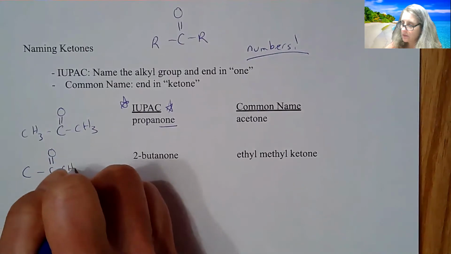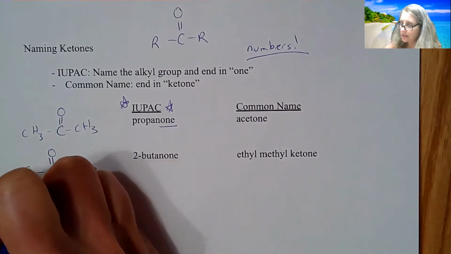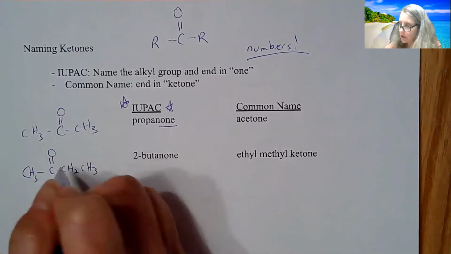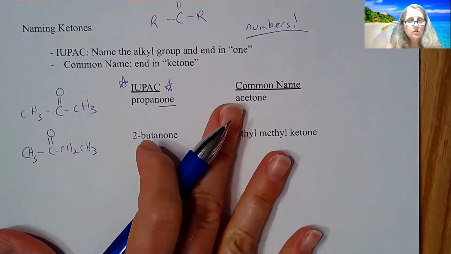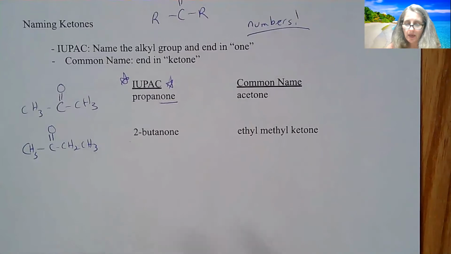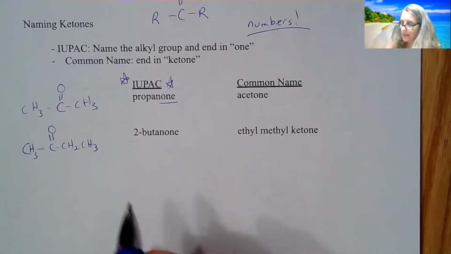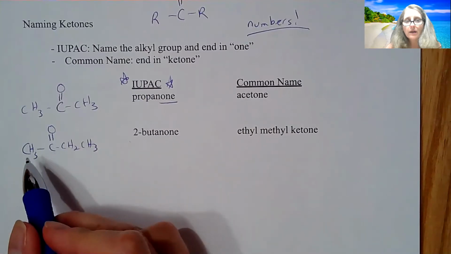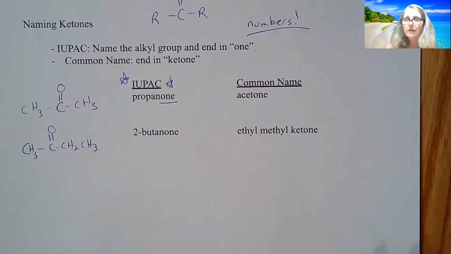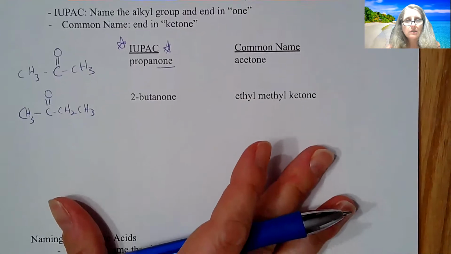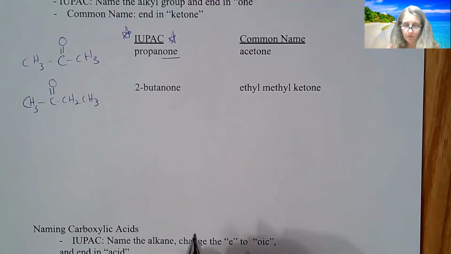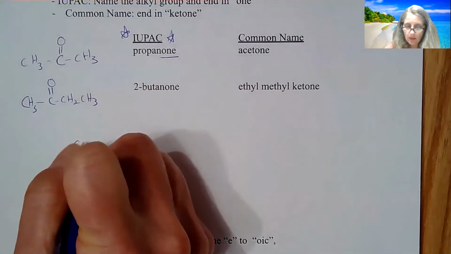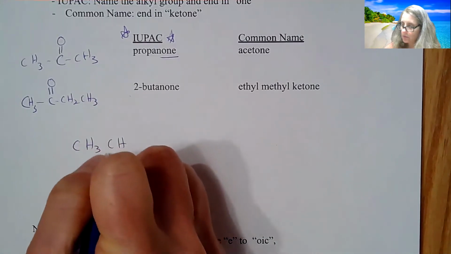So again, you could draw it as a condensed formula, you could draw it all out, but because that carbon double bond oxygen is on that second carbon, I have to tell the reader where it's going to be. Now you could also put it here because you would start numbering on either the left or the right depending upon where that double bond oxygen is. That's just a personal preference. Realize that that's going to be fine either way. So let's draw another example here.